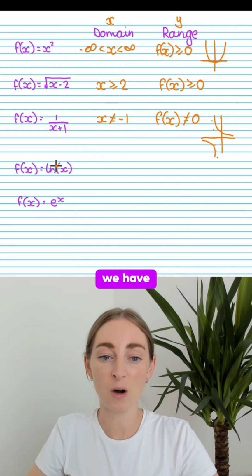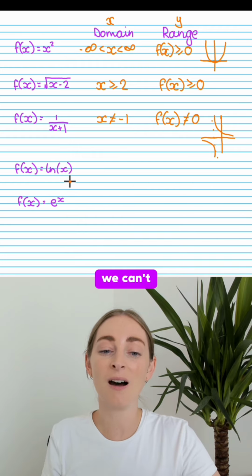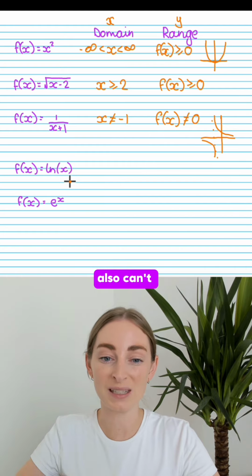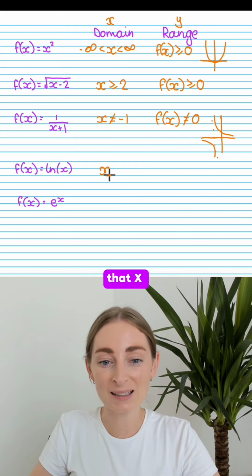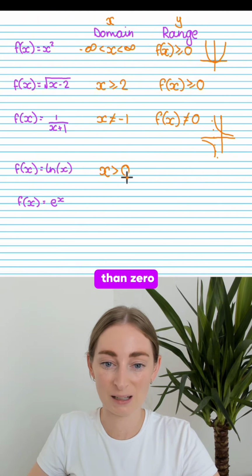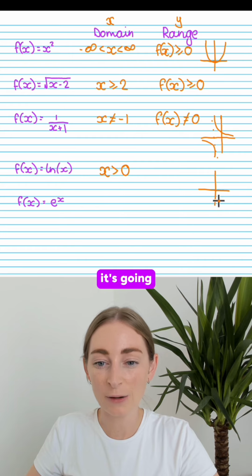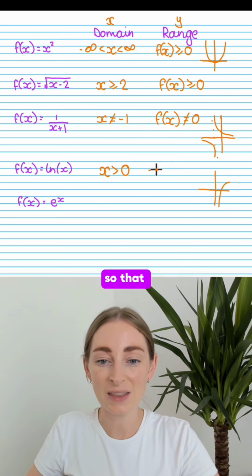Here we have a log, so we know that we can't have a negative inside a log, and it also can't be 0. So that means that x needs to be greater than 0. But if we think about what the graph looks like, it's going to look like this. So that means f of x can take all values.